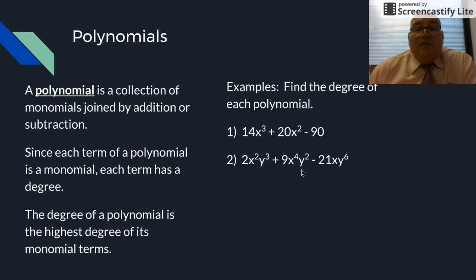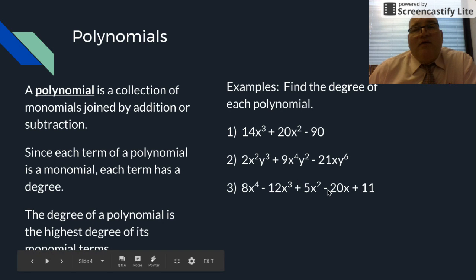14x cubed plus 20x squared minus 90. 2x squared y cubed plus 9x to the 4th y squared minus 21xy to the 6th. And 8x to the 4th minus 12x cubed plus 5x squared minus 20x plus 11. Our first example: the degree of the first term is 3, second term is 2, third term is 0, so the degree of the polynomial is the highest of those 3, which is 3.